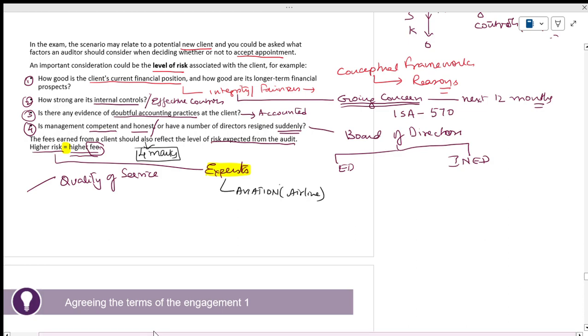Is that multiple choice, MCQ? You will have one question on this. Sometimes it is there. Yesterday only I was talking about this. What will happen? I am a finance director.